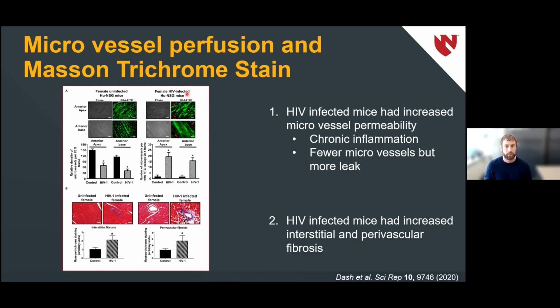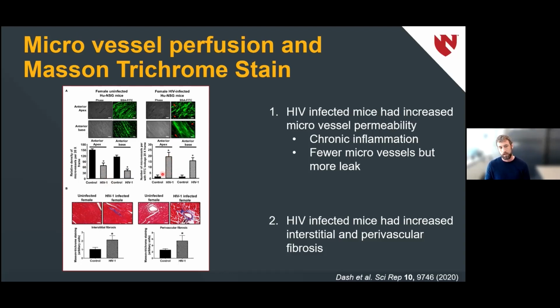We looked in the apex of the myocardium as well as the base of the myocardium, and we see that the vasculature is a lot leakier in HIV-1 animals. We also measured the number of microvessels found in these areas, and we saw a significant decrease in the microvessels per unit area in HIV-1. So there are fewer vessels, and the vessels that are there are more leaky. This suggests that there may be chronic inflammation in the HIV-1 myocardium.